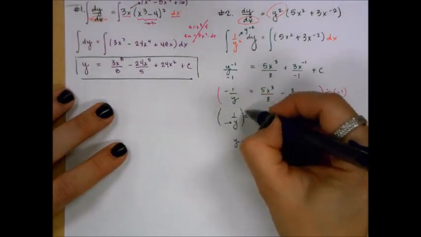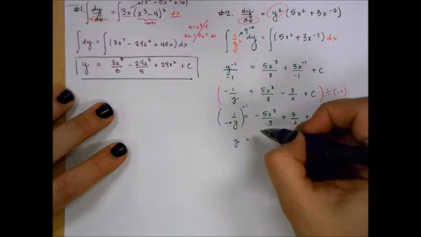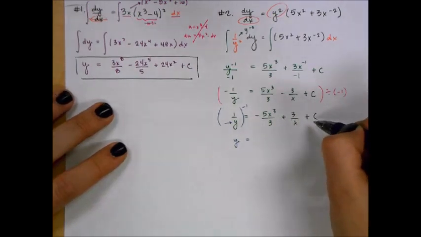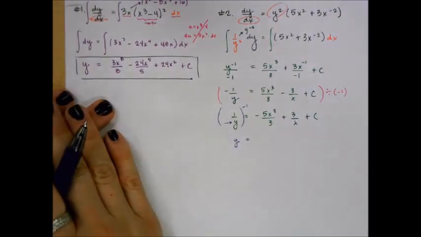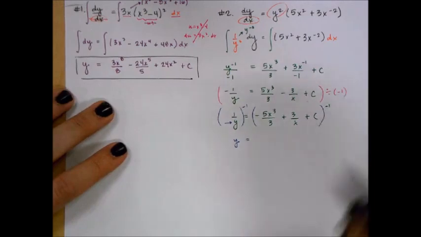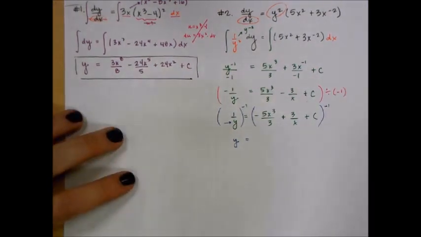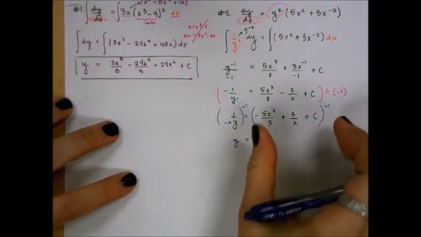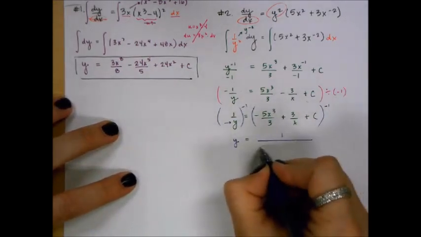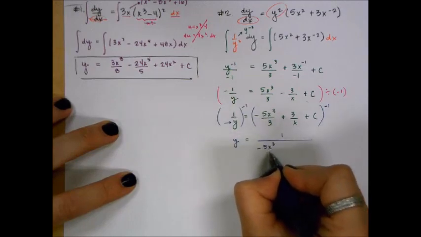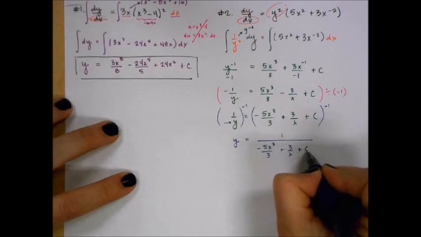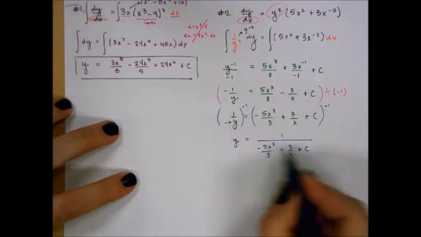Now when you do that to the right side, you don't do that to each term individually. Just like squaring both sides of an equation, you're raising the whole thing to the power -1. And what happens is all of it flips over as one big group, and it becomes 1 over -5x cubed over 3 plus 3 over x plus c. So the whole thing ends up in the denominator with a 1 on top.